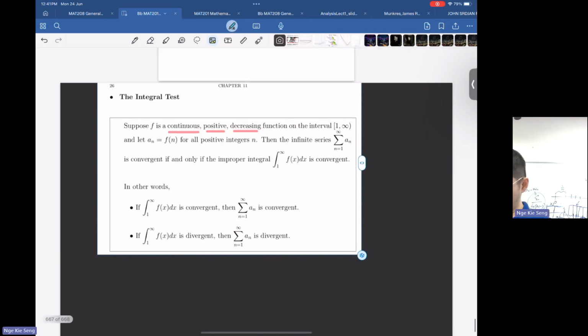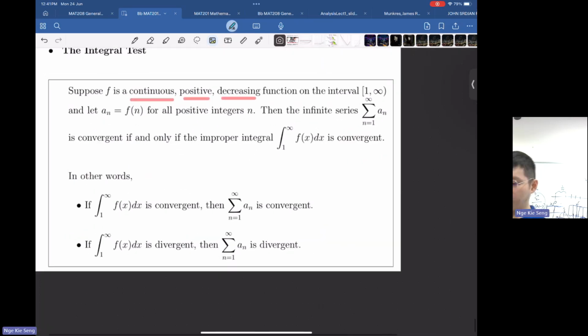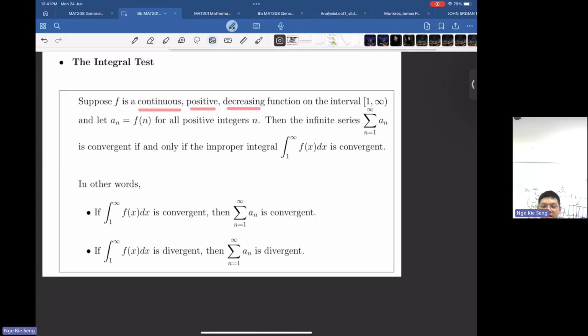Okay, so let's prove this integral test. What does the integral test say? f has to be a continuous, positive, decreasing function on the interval from 1 to infinity. And then what sequence do we consider? We consider the sequence f(1), f(2), f(3), f(4), f(5), f(6), f(7). So f on the integer values, we call it An. And then we try to sum them up, and then we can compare the infinite series and the improper integral.